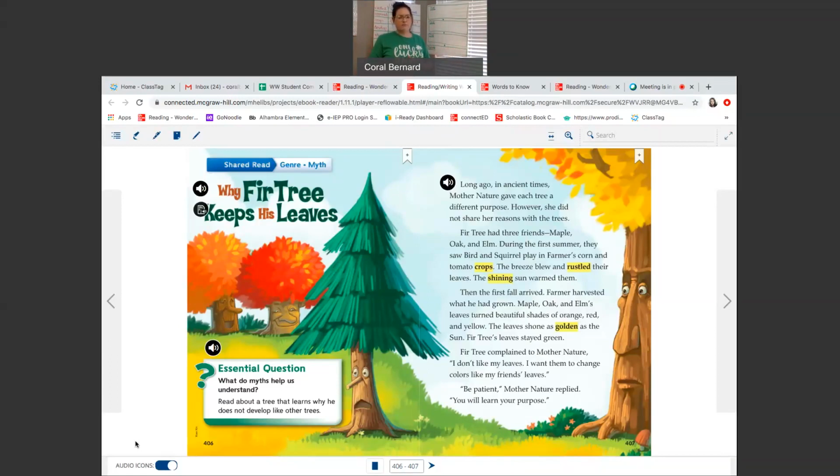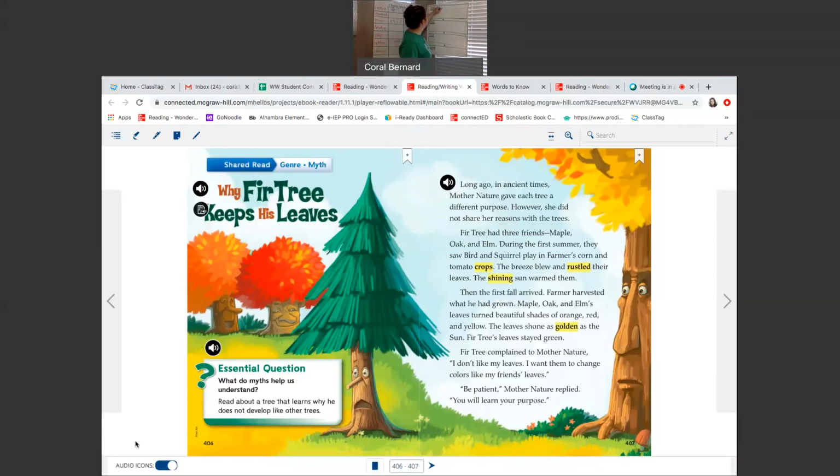Fir tree was complaining to Mother Nature because he wanted his leaves to turn colors just like his friends, and he was confused. Why are my leaves not changing colors? So there's a clue to the theme of our story. Fir Tree wants to be like his friends, but Mother Nature tells him, you're going to learn your purpose, be patient, right? Let's go ahead and write that for our first clue.